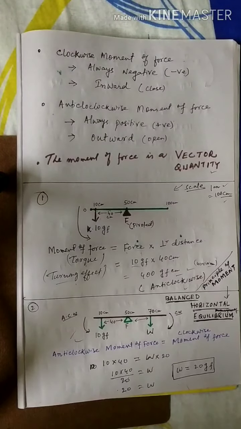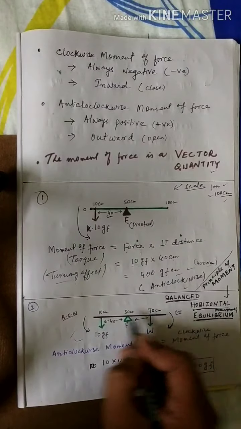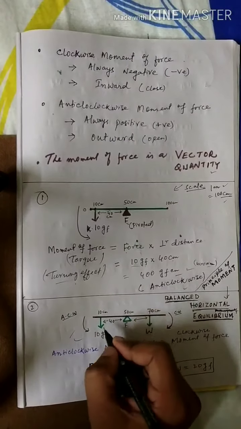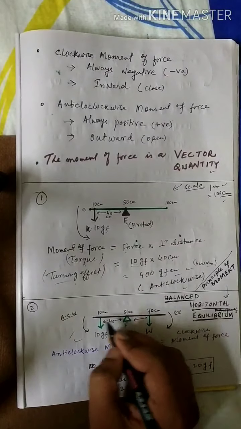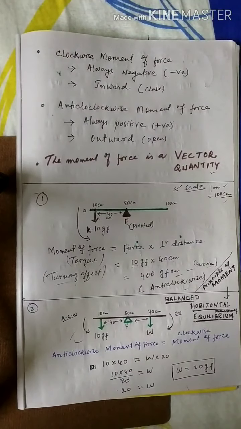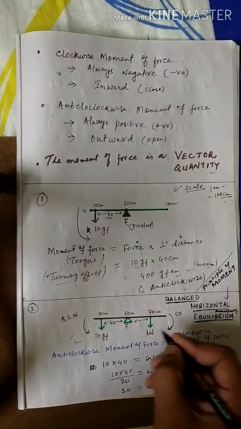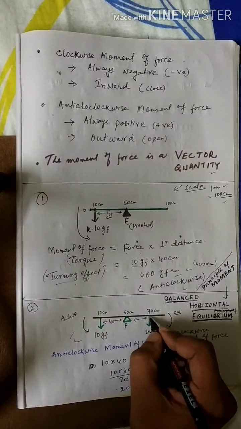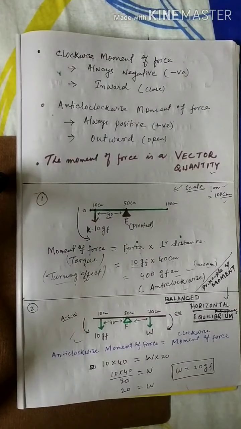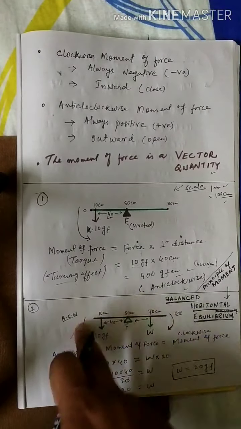Number two. Now this is the same scale. A load is put at the same distance, 10 centimeters. This is the fulcrum, so this distance is 40. Now here is the question: a weight W is put at 70 centimeters to balance this one.